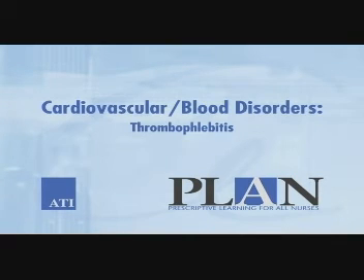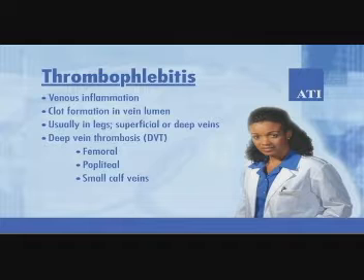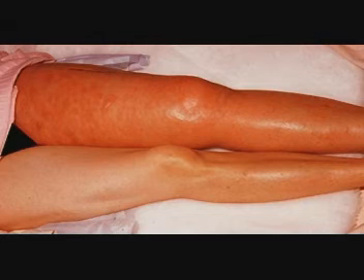Now let's review what we know about thrombophlebitis. Thrombophlebitis is an inflammation of a vein that results in clot formation within the lumen of the vein. It most commonly develops in the legs, in either the superficial or the deep veins. Thrombus formation in the deep femoral, popliteal, and small calf veins is called deep vein thrombosis, or DVT. It is especially dangerous because of its associated risk of pulmonary embolism.